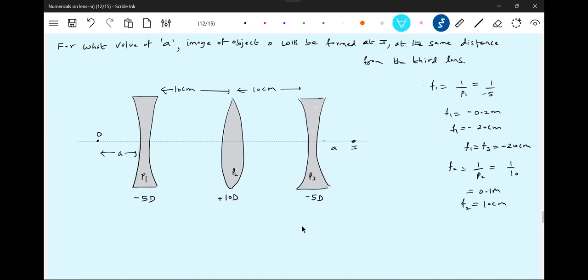Look at the focal length. Therefore, this is a converging lens, and this is a diverging lens. So he's asking what should be the value of A so that the image will be formed here again. I think you should fight with a ray diagram. Ray diagram is very important. We know it's a diverging lens. After refraction, the rays, so here I'll proceed with the ray diagram in this way.